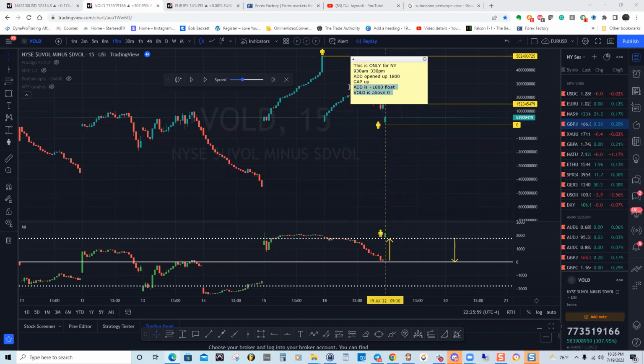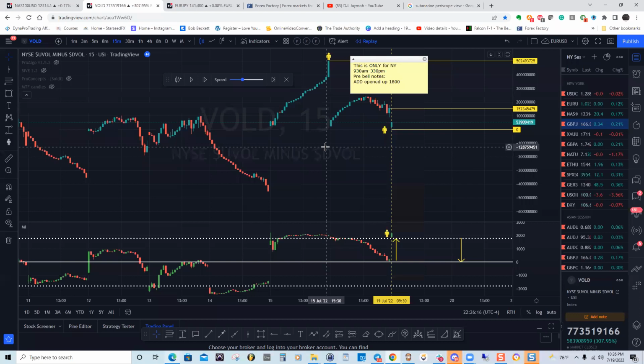Oh, I'm sorry, I see it. So what I write, I call these pre-bell notes. This is right at 9:30. I do the 15-minute time frame so I can get my notes together; 5 is too quick for me anyway. So ADD opened at 1800. What else do I know? Automatic out of the box, VOLD opens above 0, plus 0, and this is plus 18.